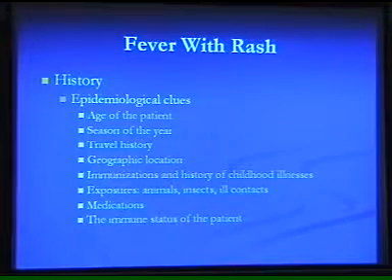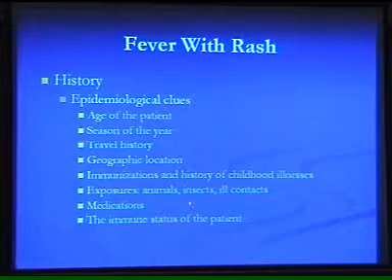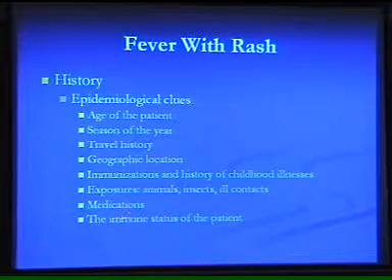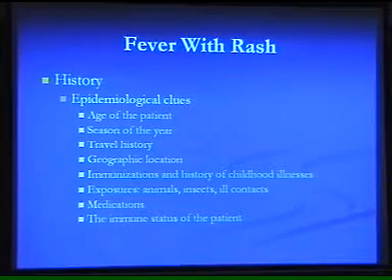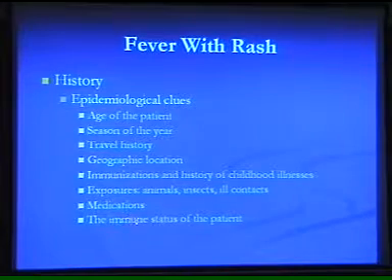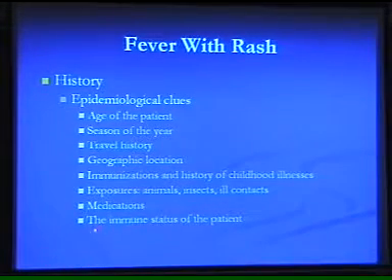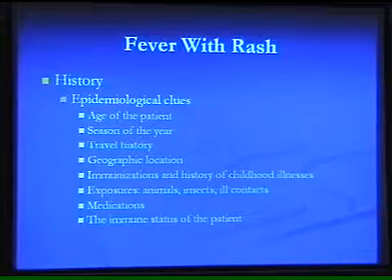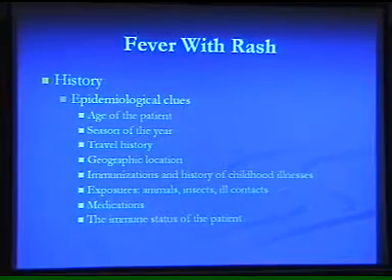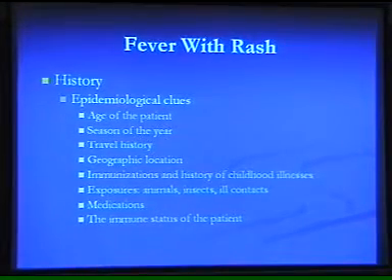Immunization history is very important, and exposures to ill contacts, insect bites, animals, like a case in which the villager owned a cow and he was drinking unpasteurized milk. So history of that contact is important. Medication: is this rash secondary to medications? And the immune status of the patient, because in immunocompromised patients the infection could be very rapidly fatal, and their etiological agents also differ.